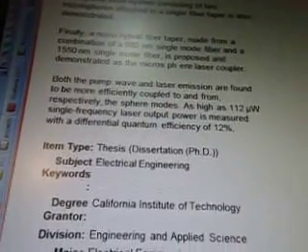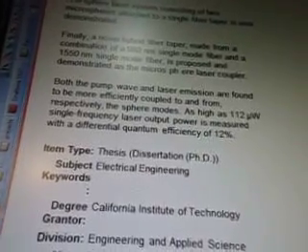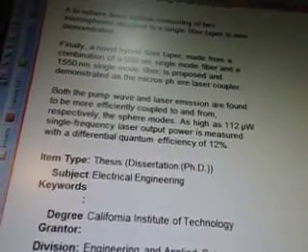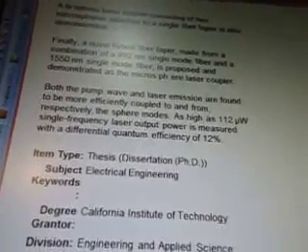Both the pump wave and laser emission are found to be more efficiently coupled to and from, respectively, the sphere modes. As high as 112 UW, single frequency laser output power is measured with a differential quantum efficiency of 12%.